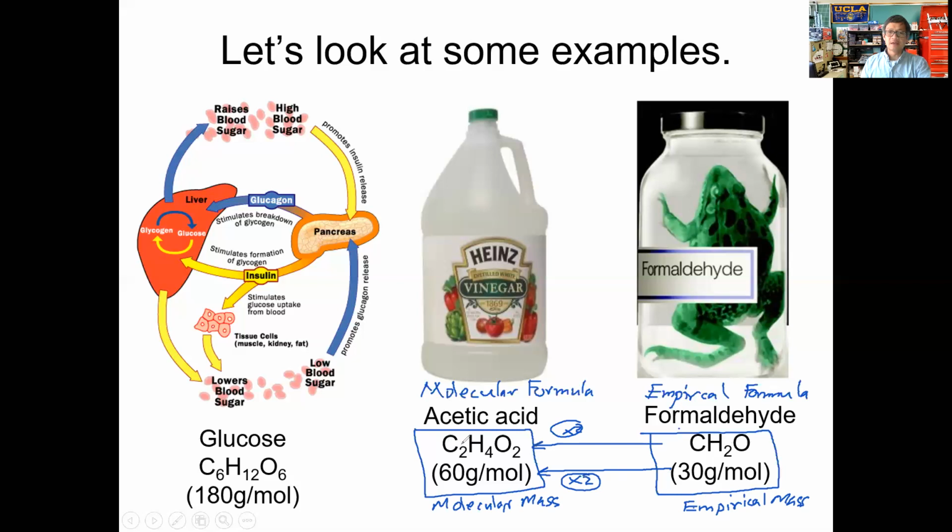So imagine this. If this was not given to you, you don't know what that is, but you are given the molar mass here. If you find this multiplier, and that's pretty simple, you just use that multiplier, you double the empirical formula, and you will get the molecular formula for this compound. We'll work on that in just a moment.